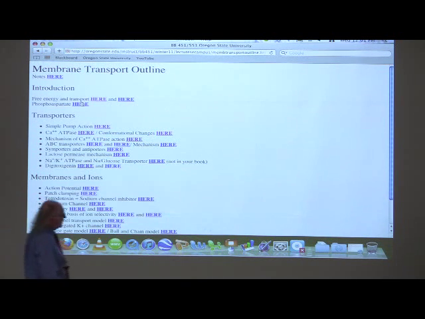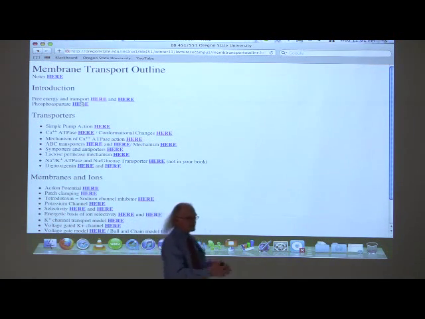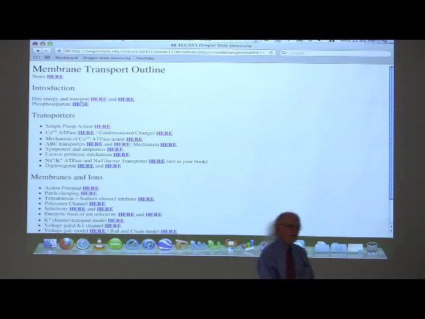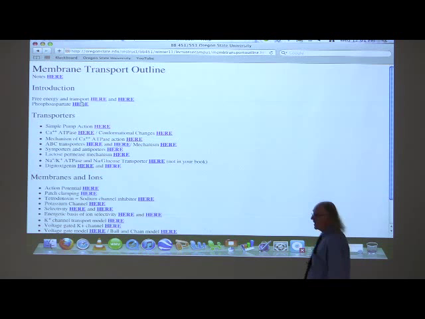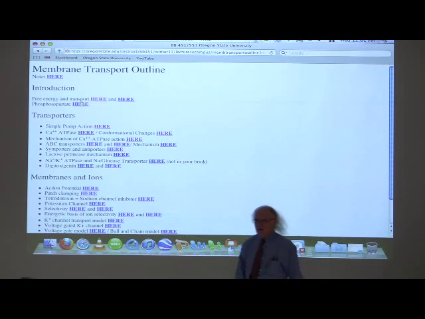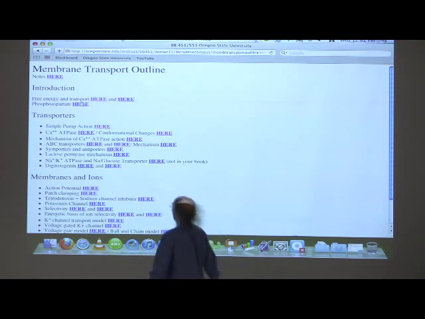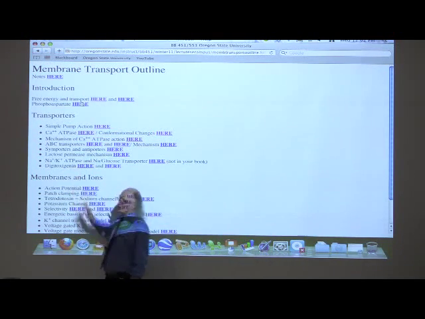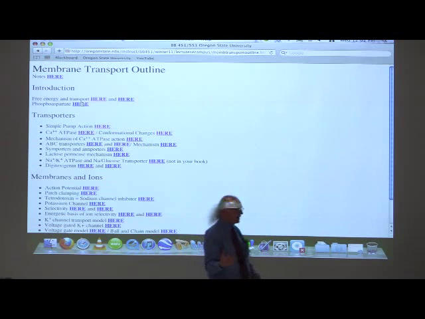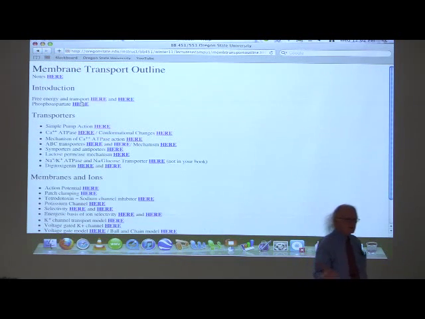But before I do that, I want to mix things up a little bit because your book doesn't quite go through them in a logical order. And that order is right now to talk a little bit about another P-type ATPase. The other P-type ATPase on there is the sodium-potassium ATPase. Right here, and I want to spend a minute talking about that. Your book talks about it, but mysteriously does not show a figure for it.